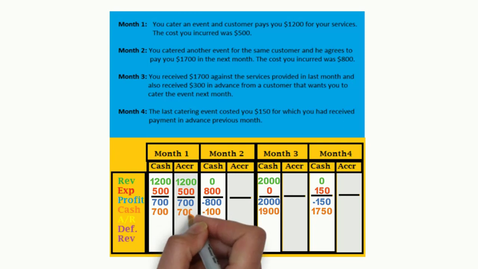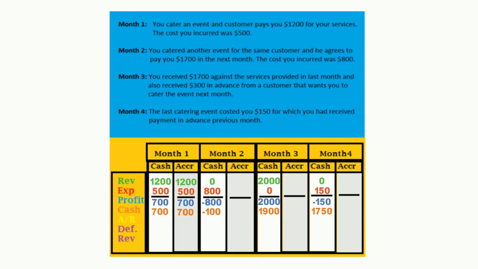Now let's go to month 2. You cater an event where the cost to you was $800. You and the customer agree that they can pay you $1,700 the next month. So now it gets interesting, because you performed the catering that month. And the catering that you performed that month is worth $1,700. So in the accrual basis of accounting, you would say that you earn $1,700 of revenue, even though the customer did not pay. They did not give you the cash.